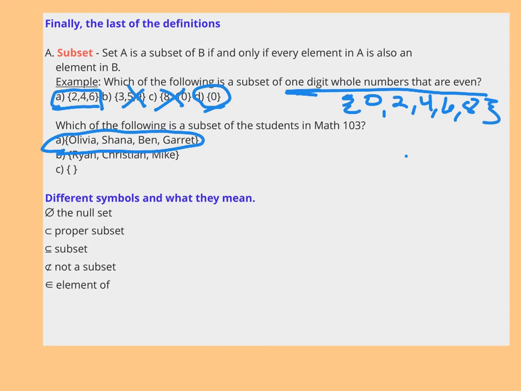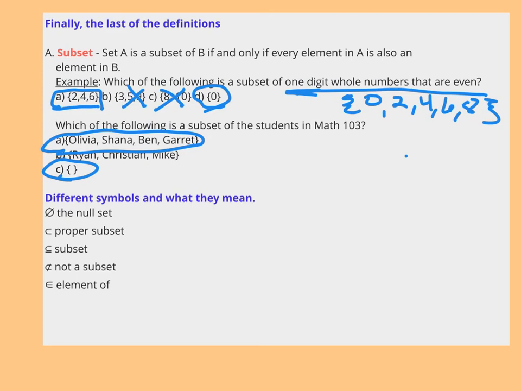And then part C is the empty set. The empty set is often included as a subset. So of my set, I can also have nothing in it, and that would actually be considered a part of my set. So A and C are considered subsets of Math 103.